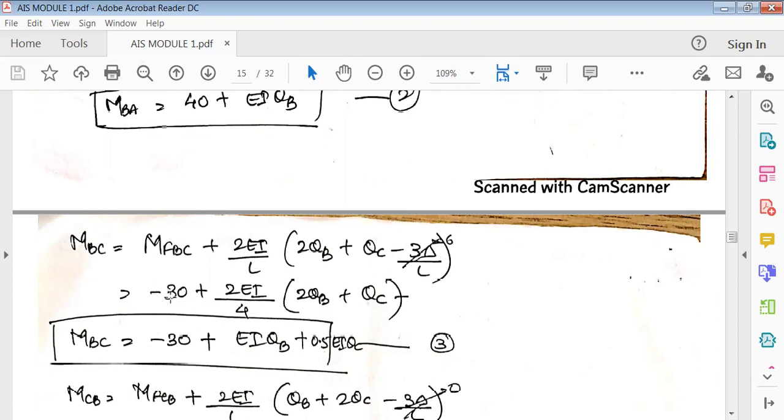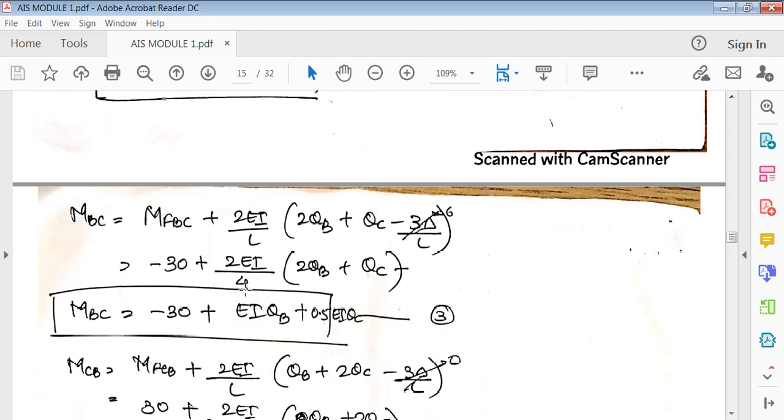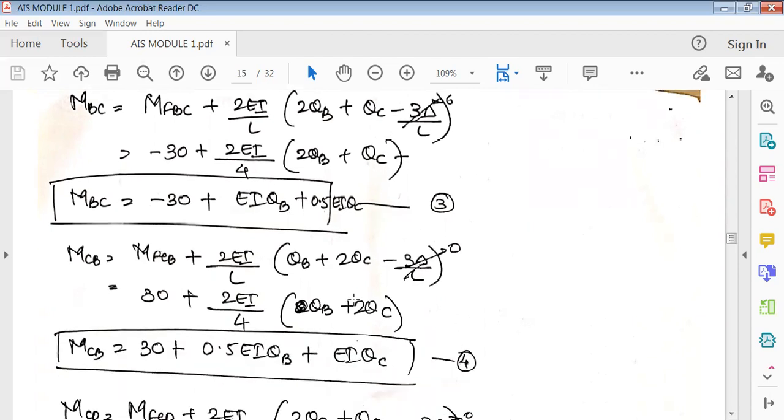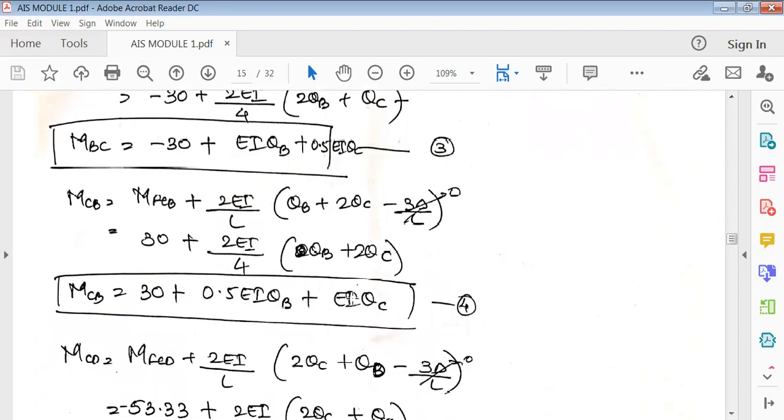So MFBC is already calculated. So minus 30 plus, again, EI, the I value is the same here, I only. So it is 2 EI by 4, 2 times theta B plus theta C. Okay, so minus 30 plus EI theta B. Again, when you multiply this here, it is 0.5 EI theta C. So this is equation number 3. Similarly, calculate MCB.